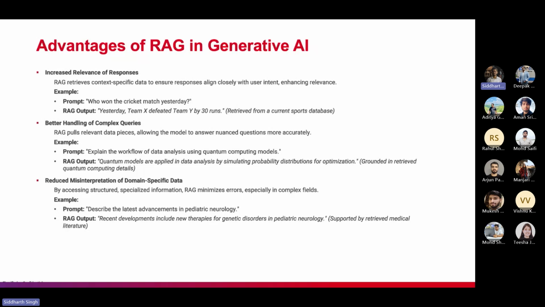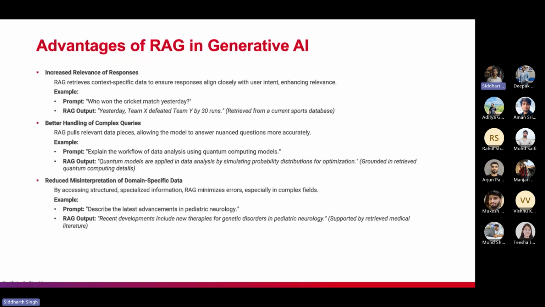Next, RAG handles complex queries better. By retrieving relevant pieces of data, it enables the model to address nuanced or technical questions more effectively. In the example on the slide, when asked about data analysis using quantum computing, RAG provides a grounded response based on specific retrieved details, avoiding any vague or inaccurate explanations.